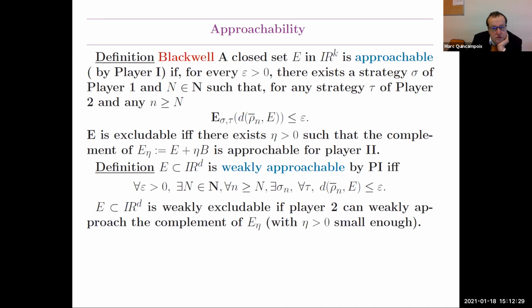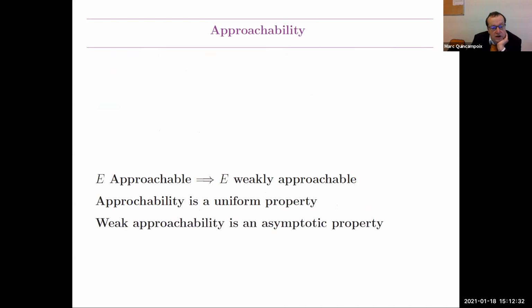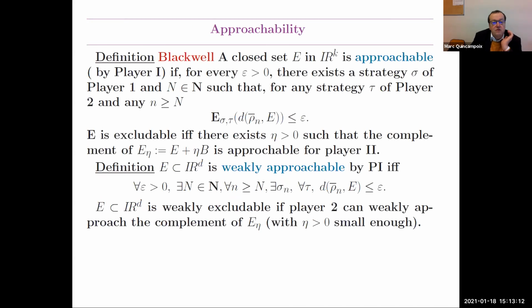Maybe I have also already said something. A set that is approachable is also weakly approachable. You have a uniform property, which is approachability. It means the strategy is good for every n large enough. And we have an asymptotic property, which is that for every n, we can find a strategy which is good for approaching the target E with the average payoff.